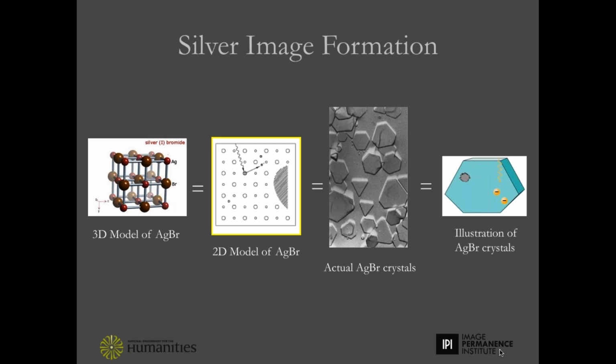The next image is the same crystal lattice, but as a 2D illustration. The large circles are bromide ions, and the small circles are silver ions. Next is a photomicrograph of actual silver bromide crystals, which are hexagonal in shape. We can't actually see silver and bromide ions, even with super high magnification. We can only see the crystal that they form. The last image is an illustration of the hexagonal shape of the silver bromide crystal. So I'll use these representations of the silver halide crystal in my discussion of silver image formation.